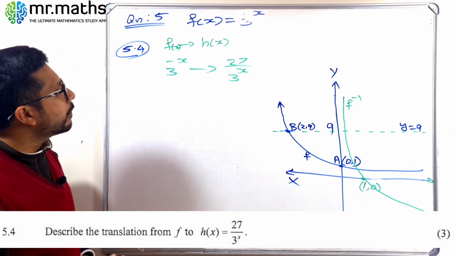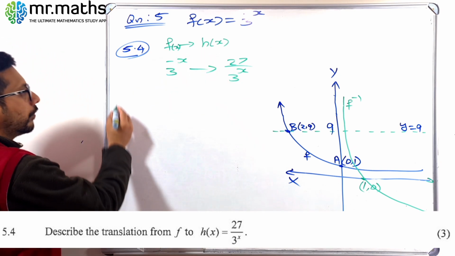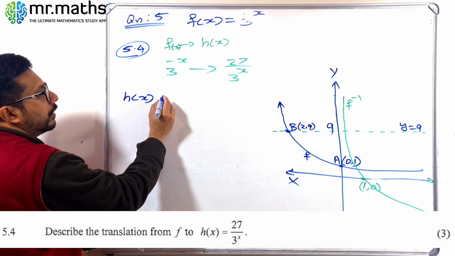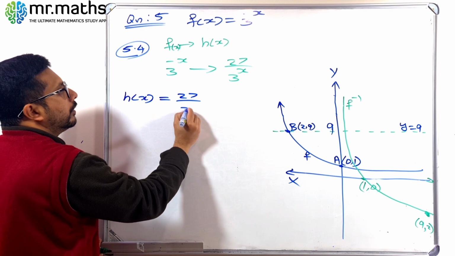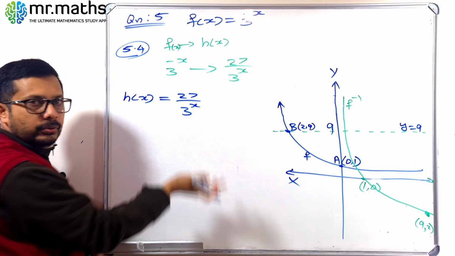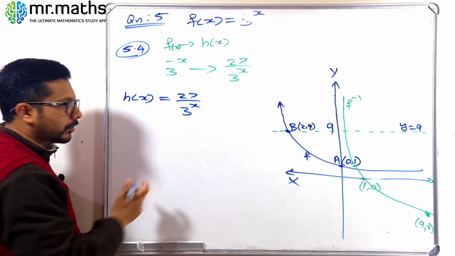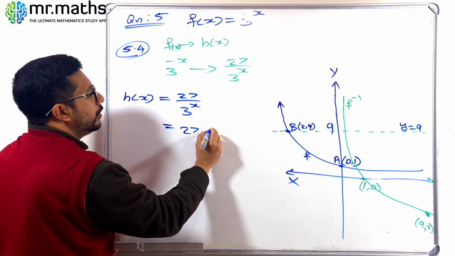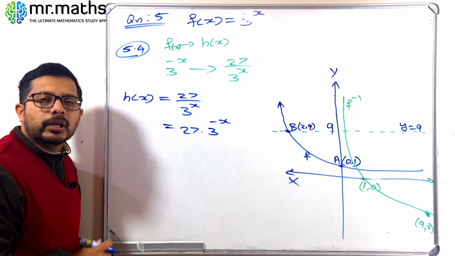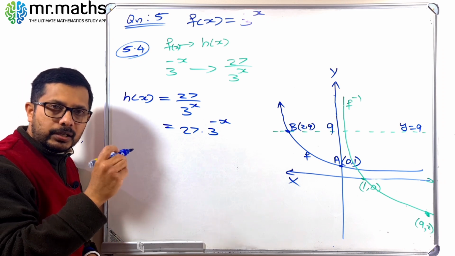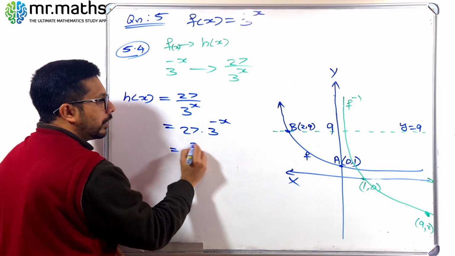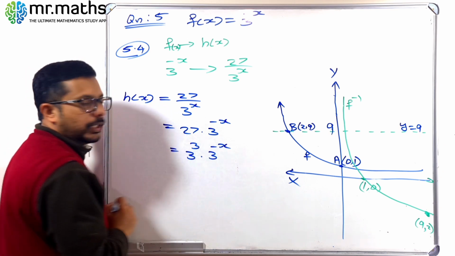Okay, so here look at this h of x graph. h of x is 27 divided by 3 raised to x. Okay, so if I take this 3 raised to x to the numerator, it is 3 raised to minus x. So this one is 27 into 3 raised to minus x. Actually, what is this 27? How can you write it as a base of 3? 3 raised to 3 is 27. So this 27 we can write as 3 raised to 3 into 3 raised to minus x.